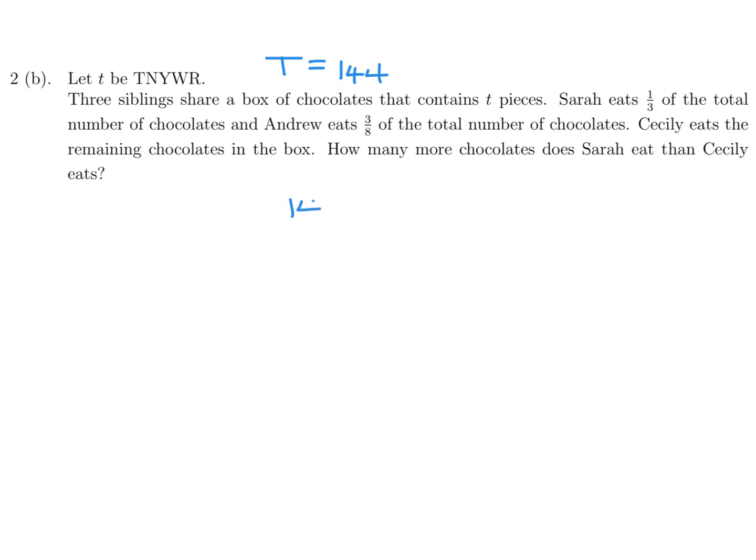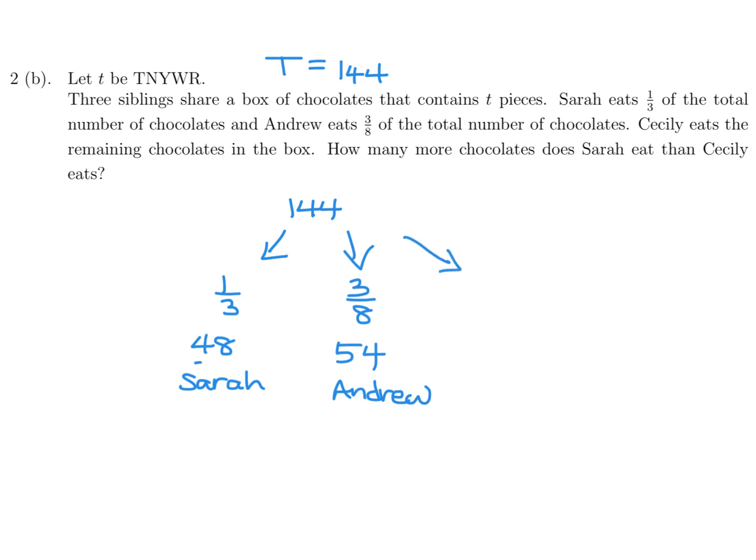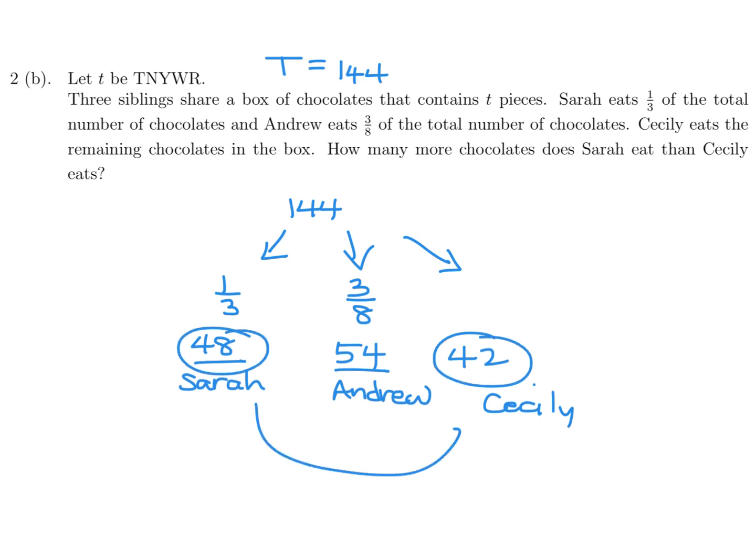Okay, so 144 is the total. 1/3 is what Sarah eats. So Sarah eats 1/3 of 144, which I believe is 48. So that's how much Sarah consumes. And then 3/8 Andrew, and 3/8 of 144 is 54. So that's Andrew. And then the remaining, so 144 minus 48 minus 54, which is 42, is Cecily. So they're asking, how many more chocolates does Sarah eat than Cecily? We're going to compare 48 to 42, and that looks to me like 6 more chocolates.